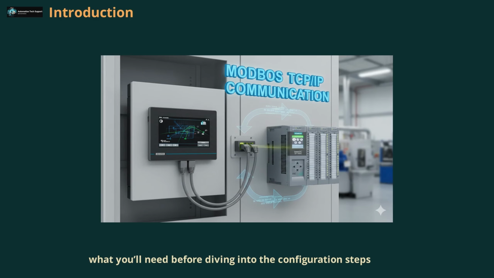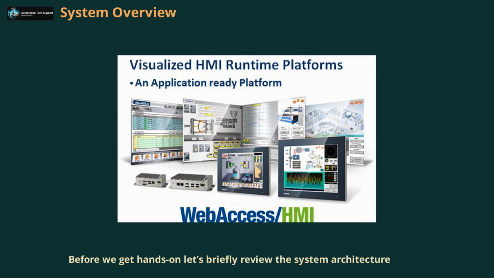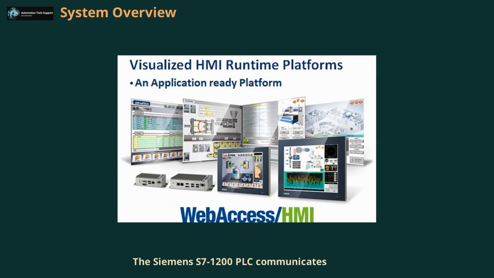Make sure you have your Siemens S7-1200 PLC, a computer with WebAccess HMI Designer 2.1 installed, and the necessary network cables ready. Before we get hands-on, let's briefly review the system architecture. The Siemens S7-1200 PLC communicates with the WebAccess HMI via Ethernet. The connection is established through a hub or switch, allowing both devices to be on the same local area network.